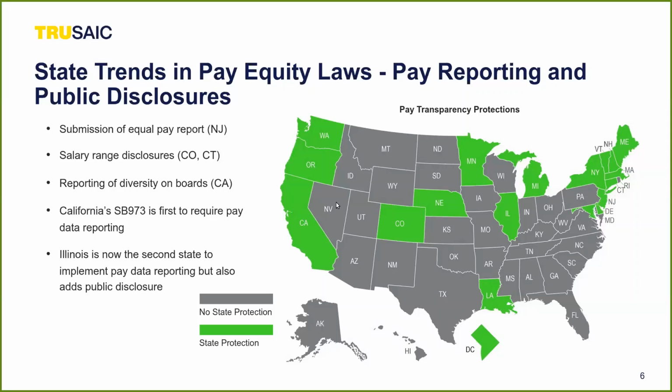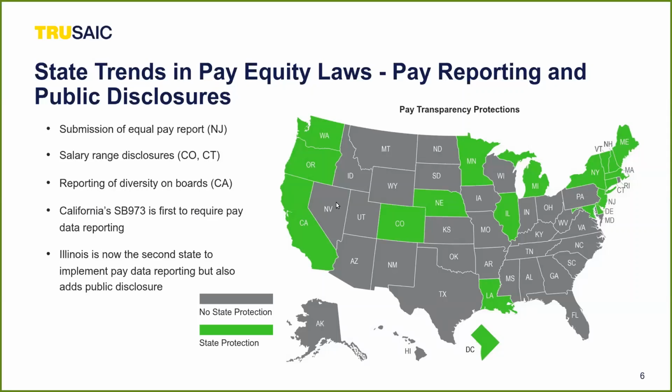reporting that was done for the EEOC for 2017 and 2018. That was shelved by the Trump administration, but now it's come back under California SB 973 for California employers. So pay data is mandated by California for California employers.